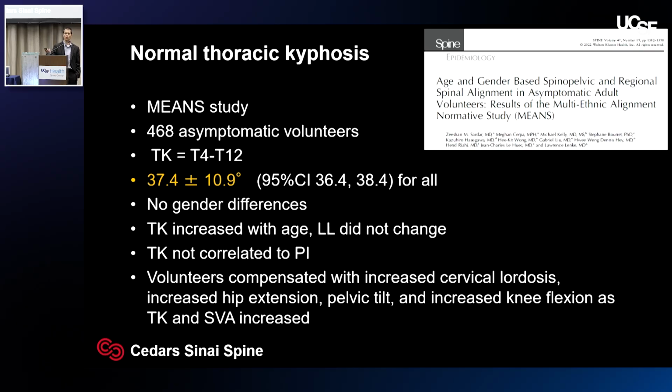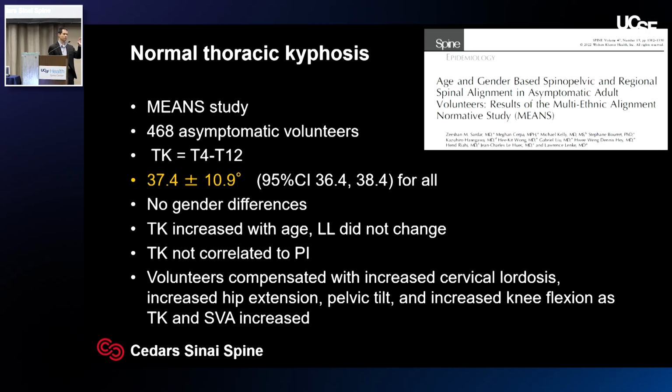Then fast forward a little more to the MEAN study, which we've already talked about a little bit, but focusing on the thoracic component. There were 468 patients, the largest to date of normal spinal alignment in asymptomatic volunteers. They found a mean of 37 degrees, plus or minus 11, and there's the confidence interval there. Again, they didn't find any gender differences, but TK did increase with age, and lumbar lordosis did not, which is kind of interesting. At least in this study, it did not correlate with PI.